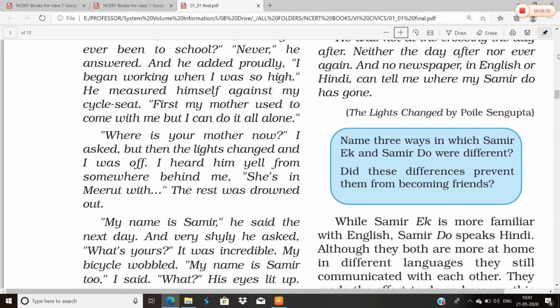Then, "Where is your mother now?" The other boy, who was cycling and purchasing the newspaper, asked him, "Where is your mother now?"